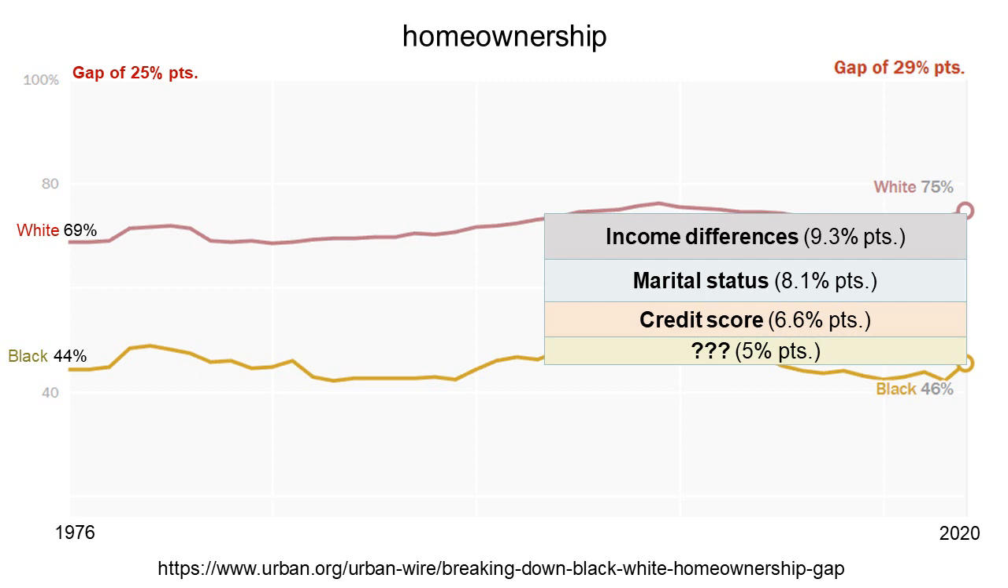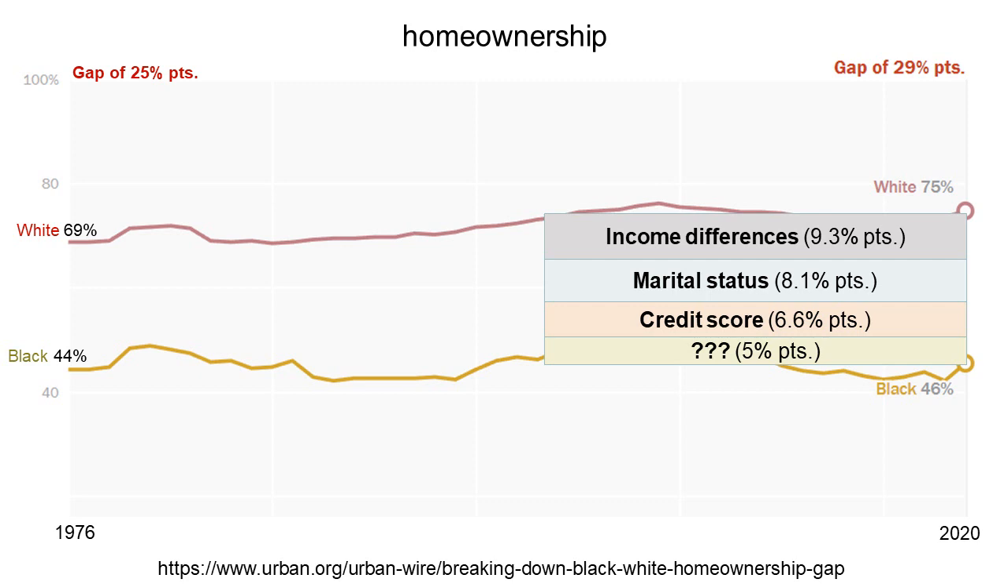Another significant portion of that gap is closed by considering marital status, because the reality is that single people are less likely to own homes than married people. And the marriage rate among black Americans is much lower than the marriage rate among white Americans. And another significant factor is credit score. So if you have a higher credit score, you are more likely to be approved for a home mortgage and therefore to become a homeowner.